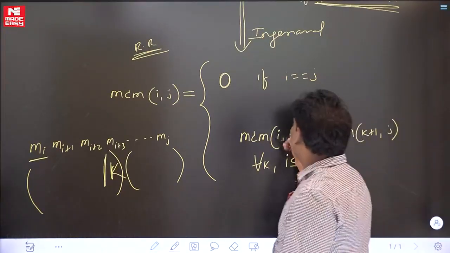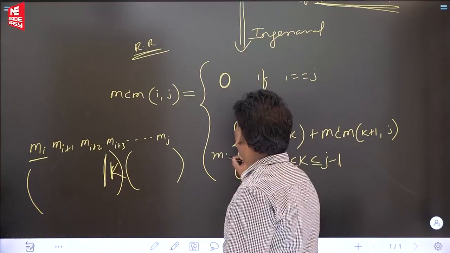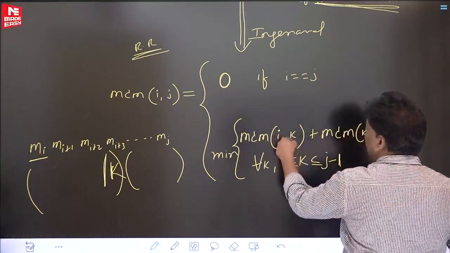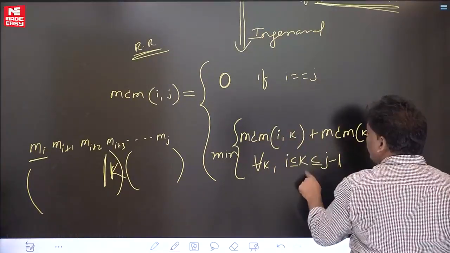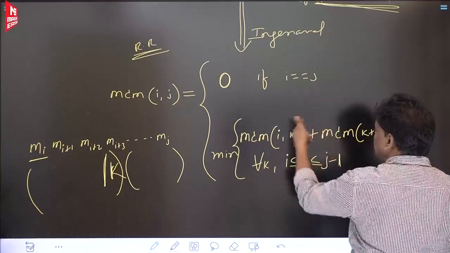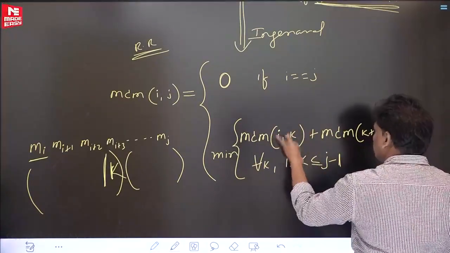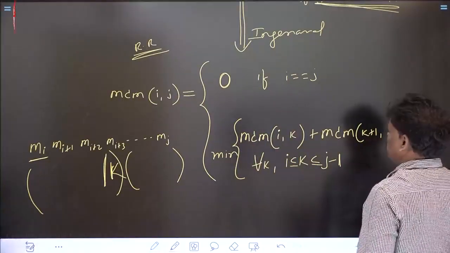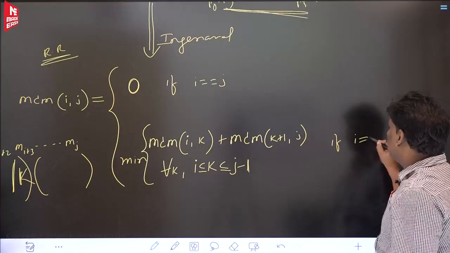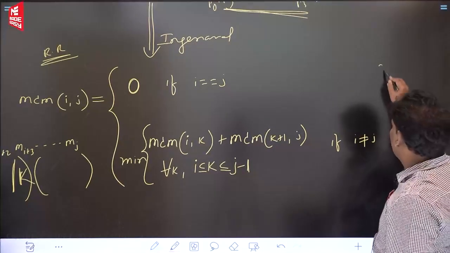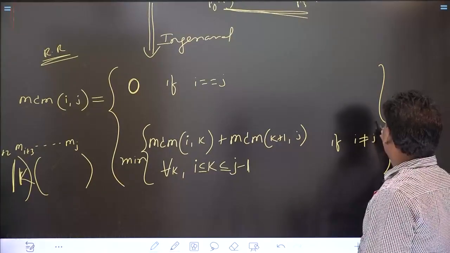For each K value find the answer, and whichever gives the least answer, that is the minimum. Every K, one answer will come. K value I, one answer. K value I plus 1, one answer. K value I plus 2, one answer. Like that, find out all answers, and whichever is minimum among them, that is the answer. And one more, this is going to be the story when I is not equal to J. So that is the answer for this.